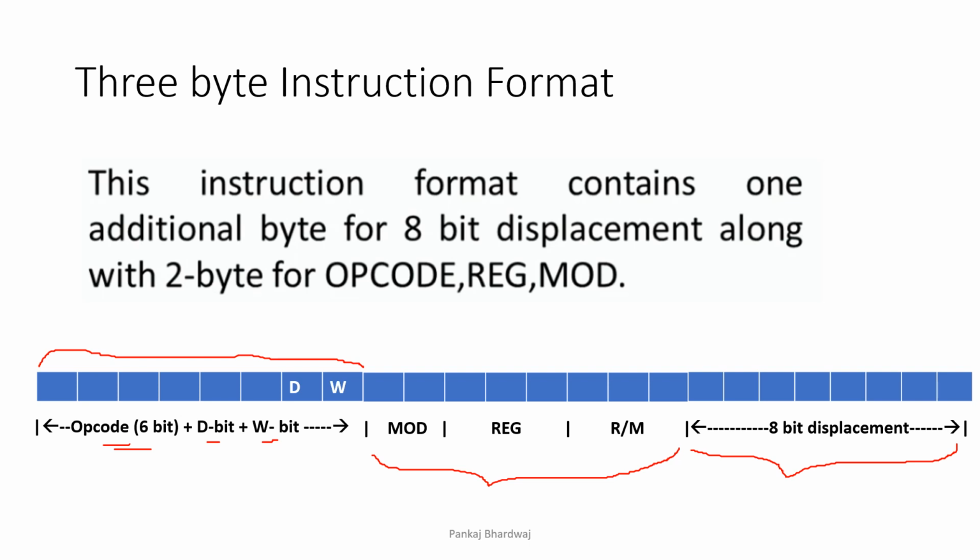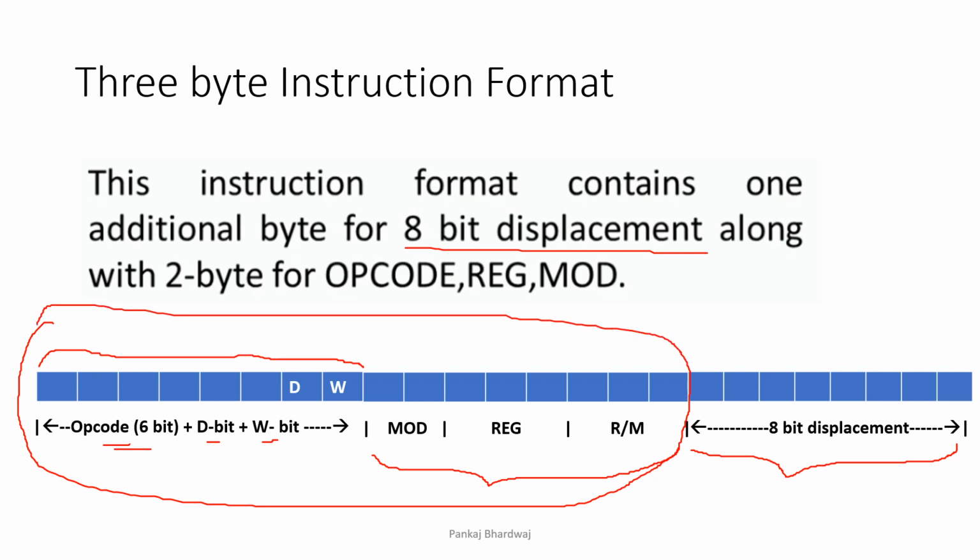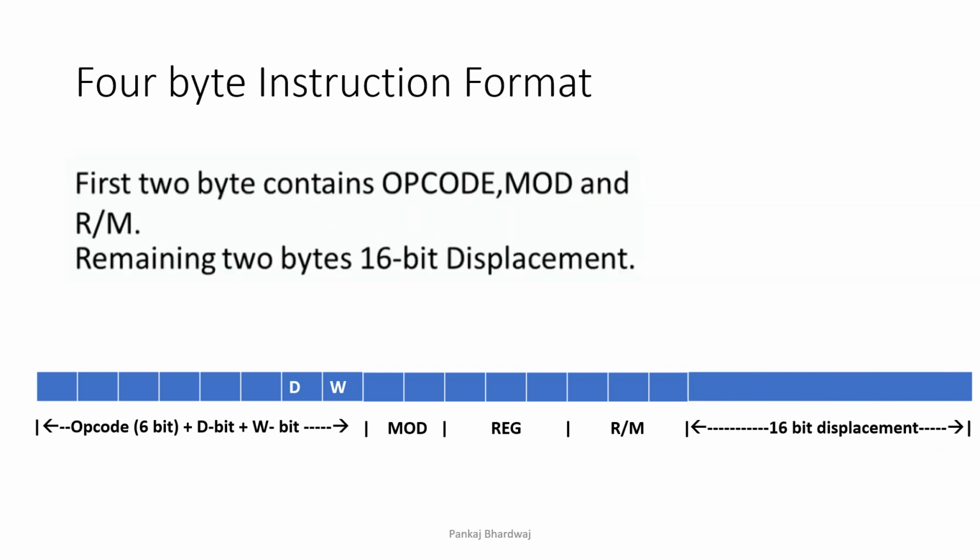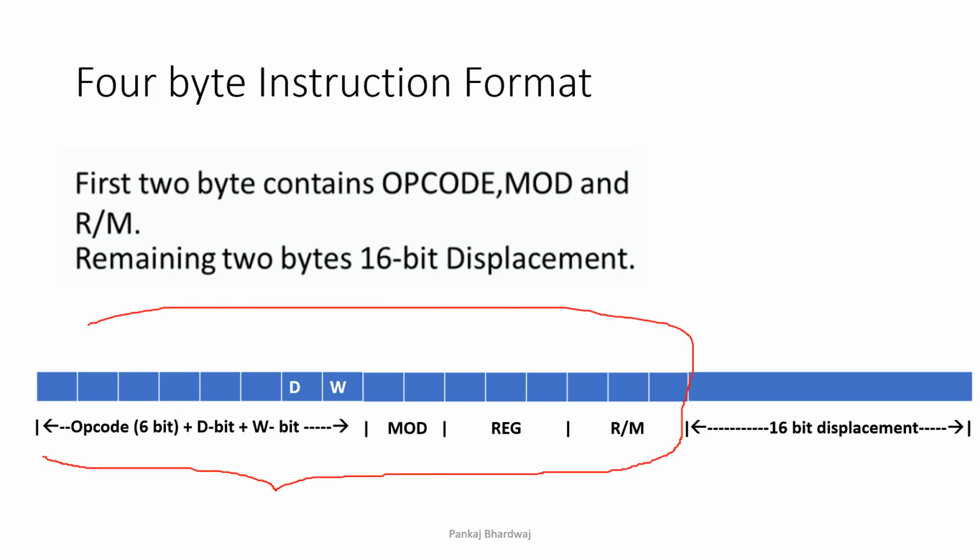So you can see this instruction format contains 1 additional byte for 8-bit displacement. So the 16-bit, that means the initial 2 bytes are same, and the third byte is for displacement only. The next 4-byte instruction format is exactly same. The initial 2 bytes are same, and the rest 2 bytes are used to define a 16-bit displacement.